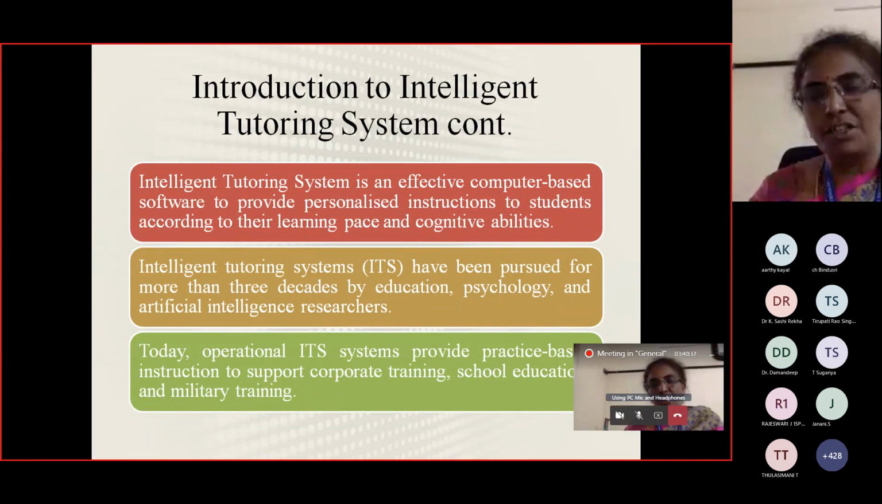The operational intelligent tutoring systems, which we are going to see now, are going to offer practice-based instruction to students, and these can be used for corporate training. They can be used for training the students in school and the students in college as well, and they can also be used in military training. So some of the intelligent tutoring systems we are going to see in today's session. The next slide, sir.